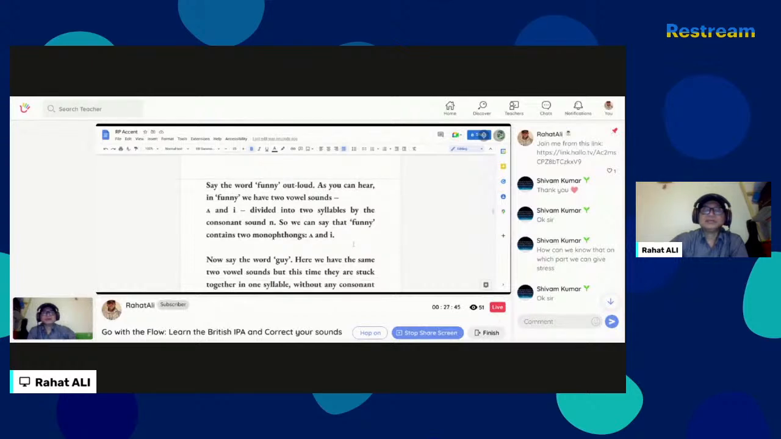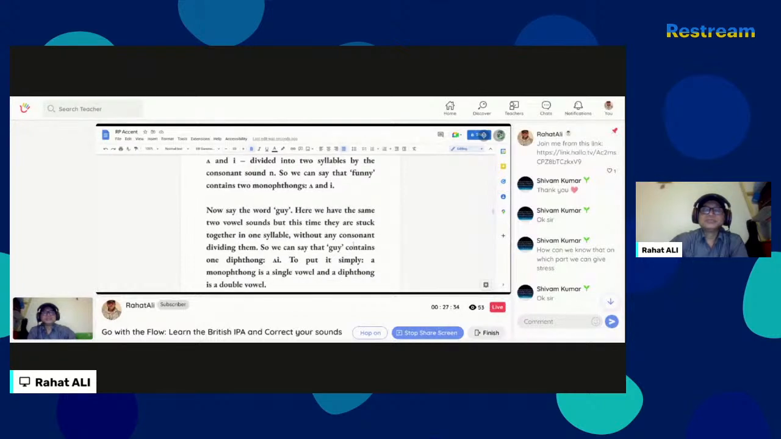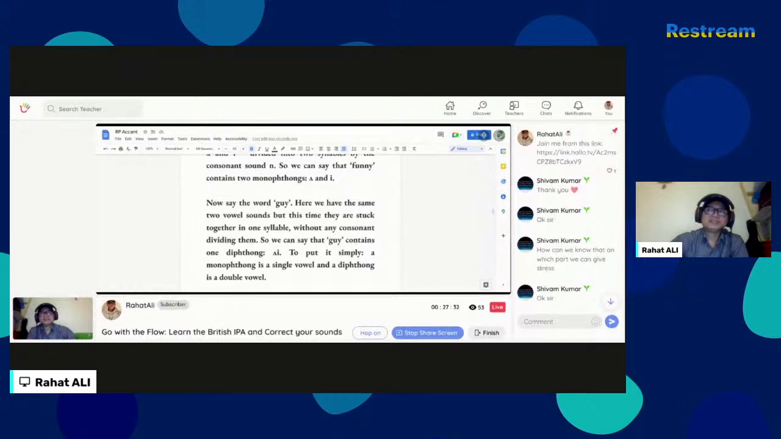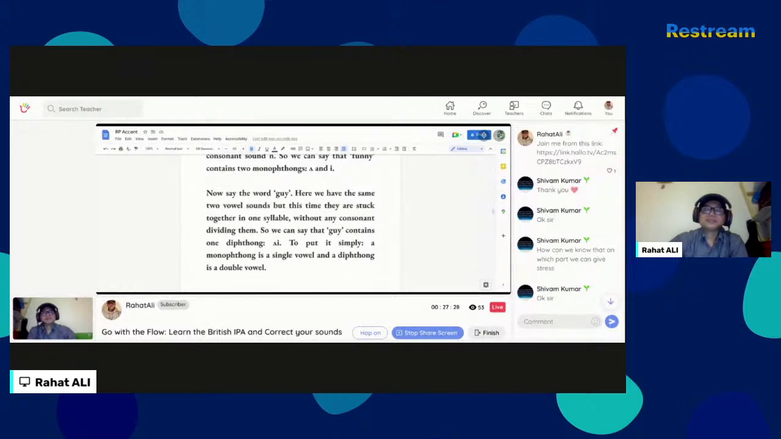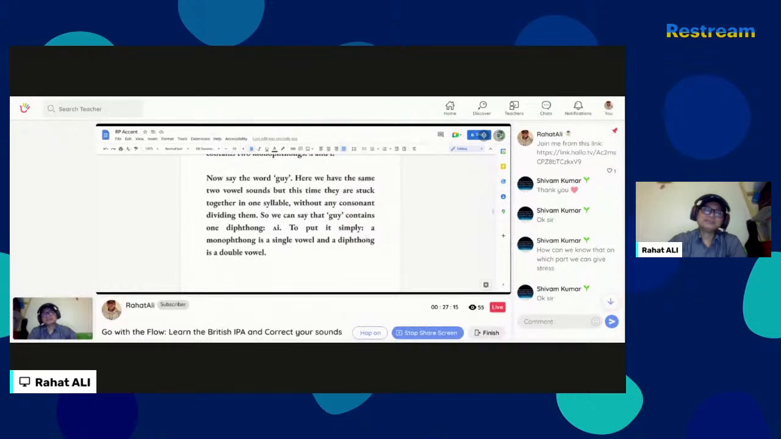Now say the word guy. Here we have the same two vowel sounds. This time they are stuck together in one syllable without any consonant dividing them. So we can say that guy contains one diphthong. To put it simply, a monophthong is a single vowel and a diphthong is a double vowel.